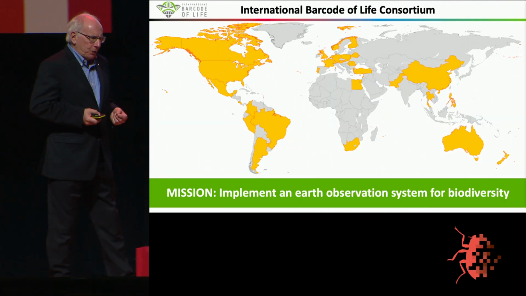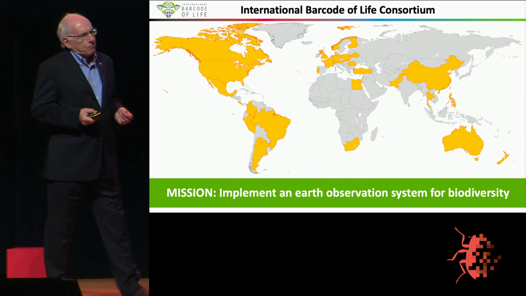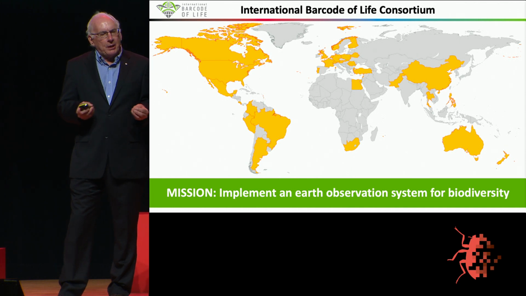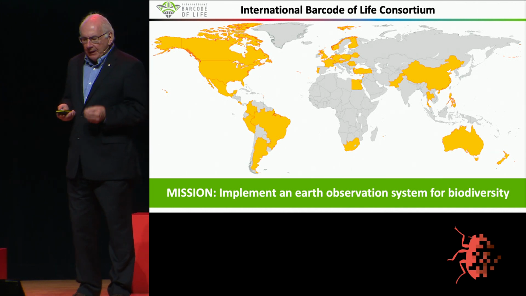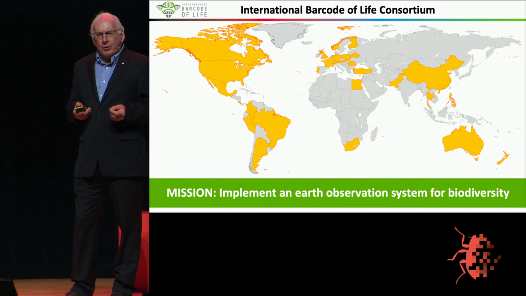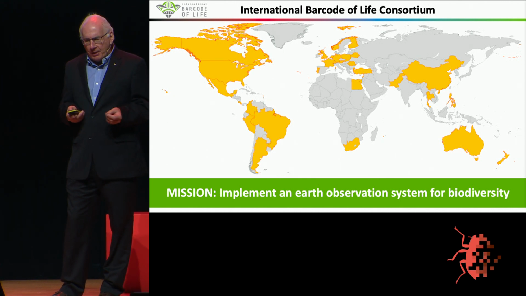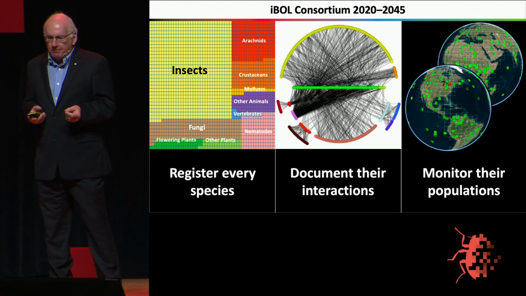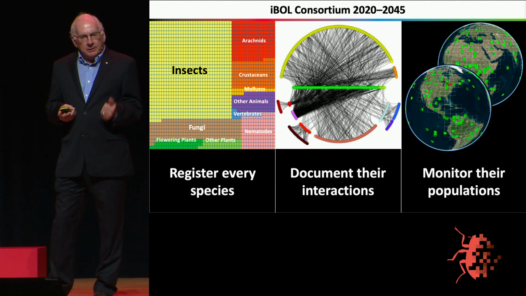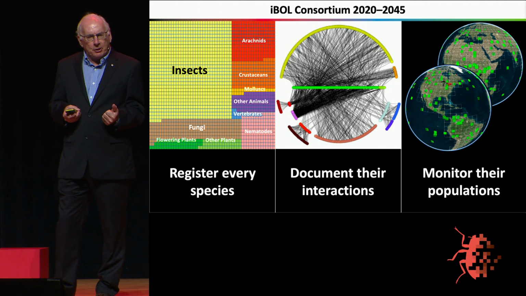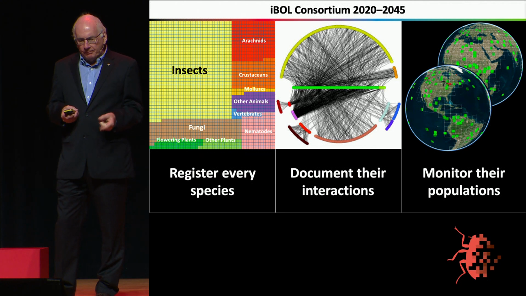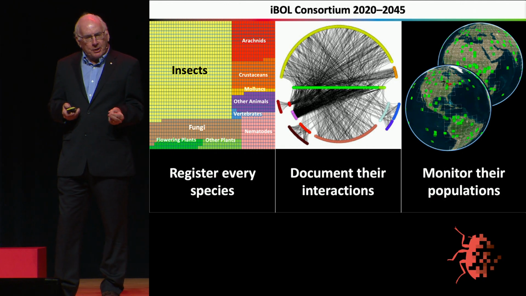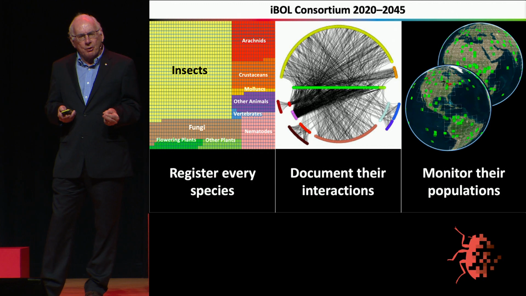The International Barcode of Life is trying to bring this approach, trying to scale up our capacity to analyze the diversity of life. Its mission is to implement an Earth observation system for biodiversity. It has a 25-year plan, and over that interval, it will register every species of multicellular organism on the planet. It will document their interactions, and it will monitor their populations. Those are all achievable goals.